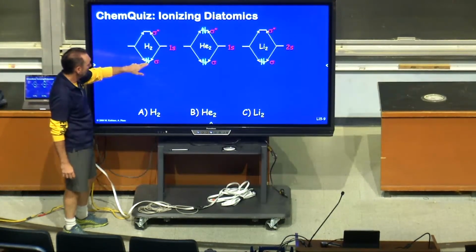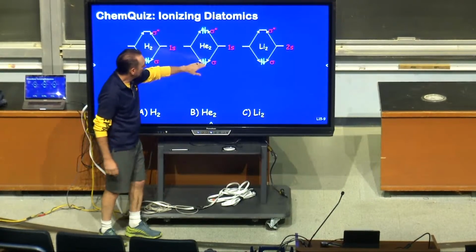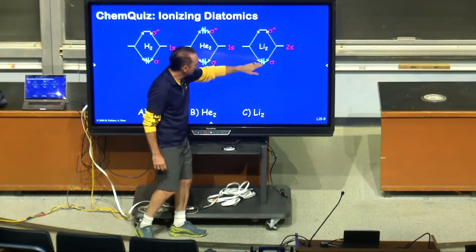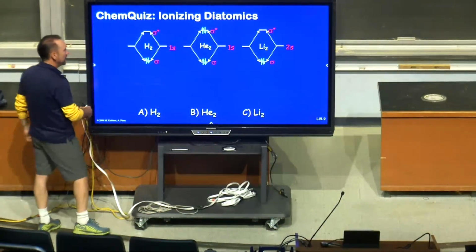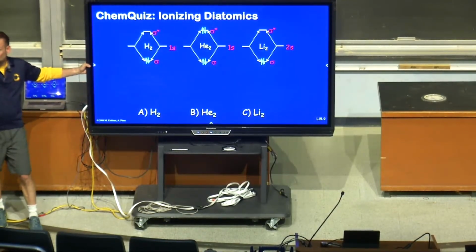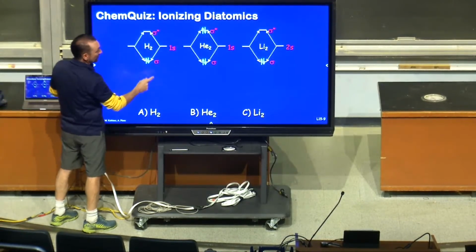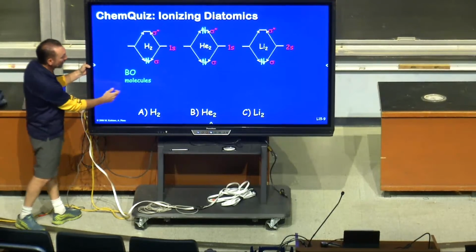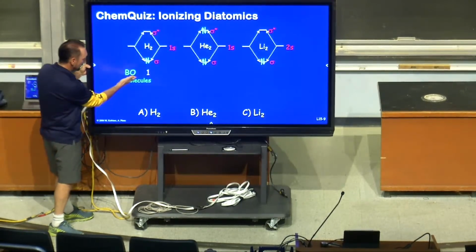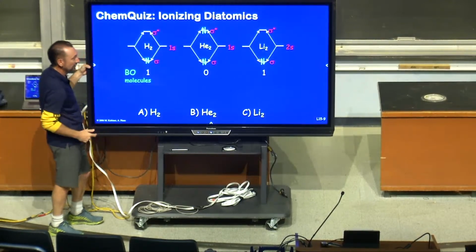Hydrogen would form 2 electrons in a bonding orbital, helium 2 electrons in a bonding and 2 electrons antibonding, lithium 2 electrons in a bonding. But I want to ionize them. What is that? Remove an electron. Not just promote it, but remove it from the molecule altogether. So the bond order is 1 here, it's 0 there, and 1 there.